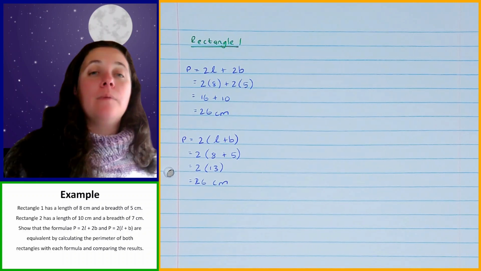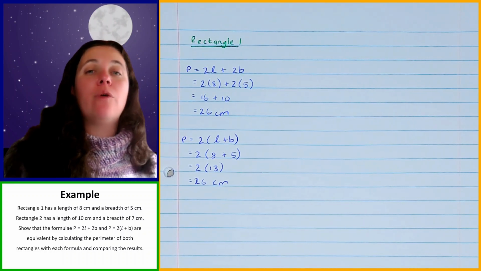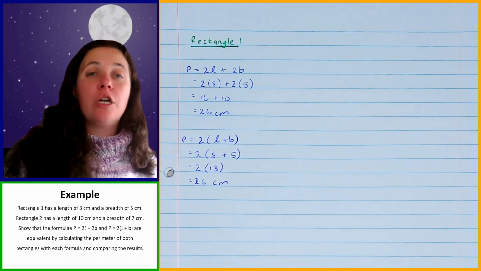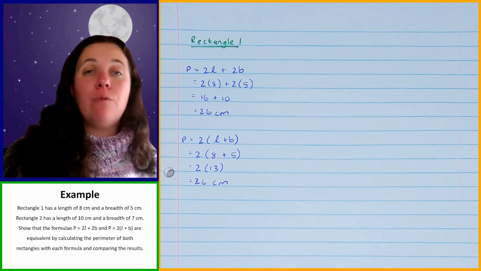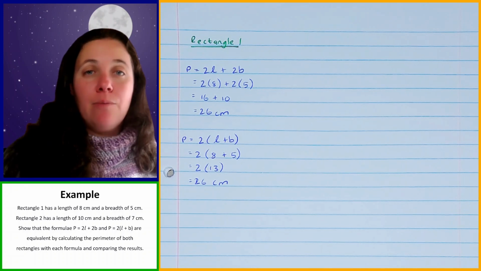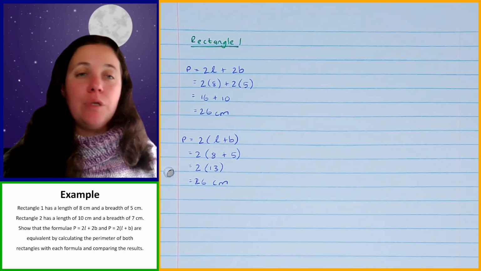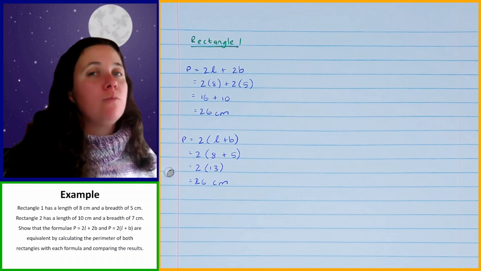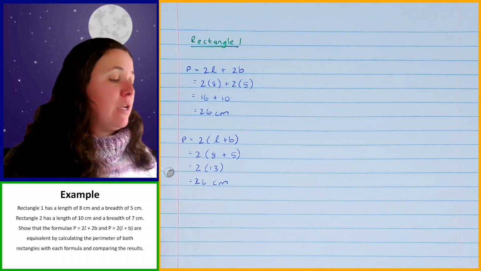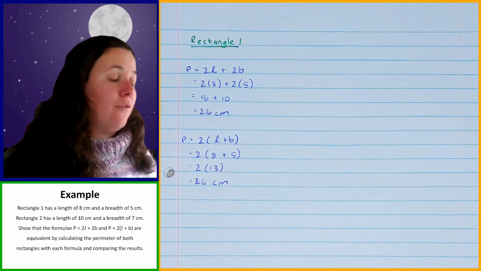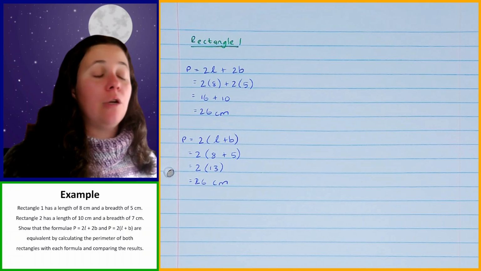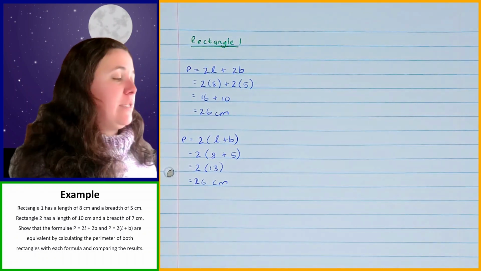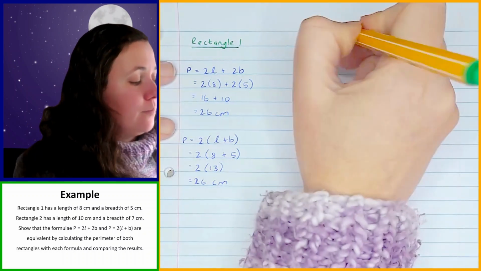Now I can't just stop there. You can't prove equivalence just by doing one test, because sometimes two formulae will give you the same result for one set of inputs, but they'll give you different results for another set of inputs. So you need to make sure that you test with at least 2, preferably even 3 different things. But in this case, because we have 2 inputs in our formula, we can keep it down to just 2. So I'm now going to do my second test, which is going to be testing with rectangle 2.